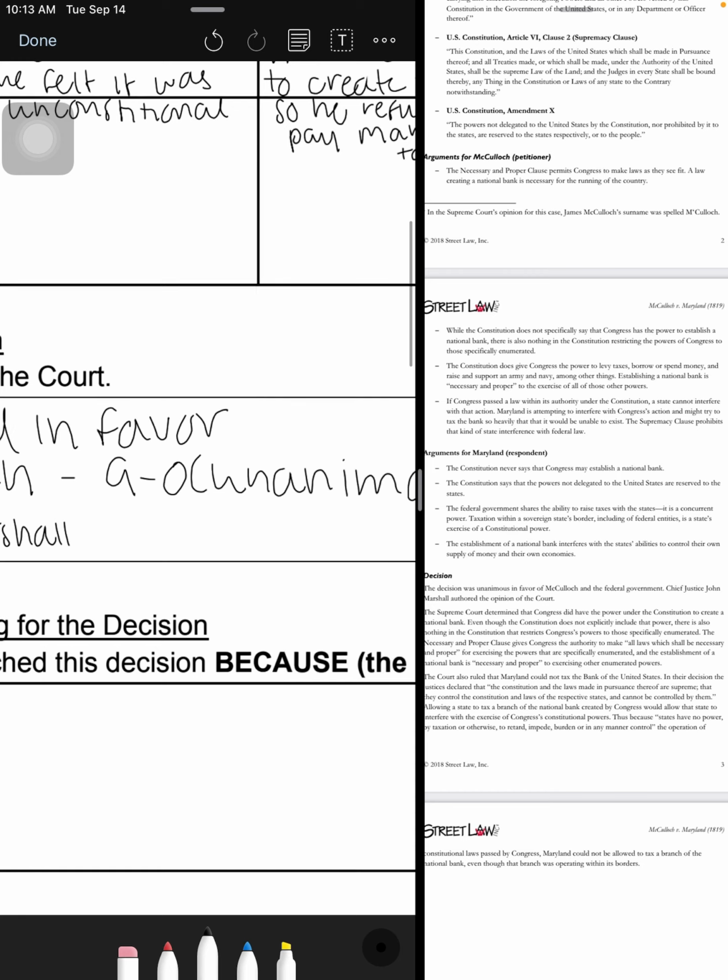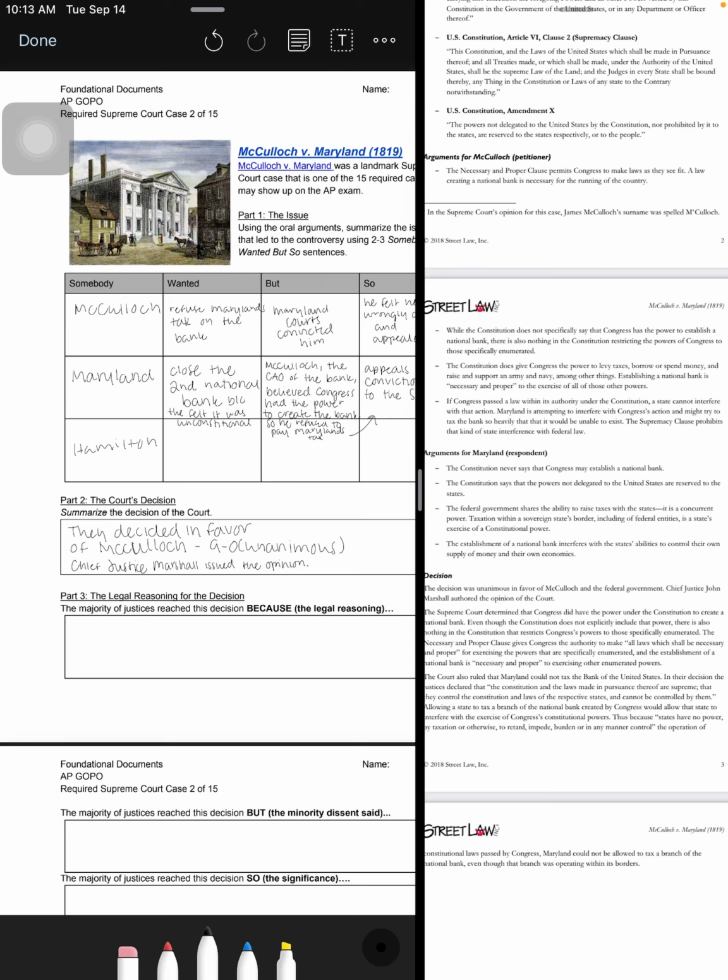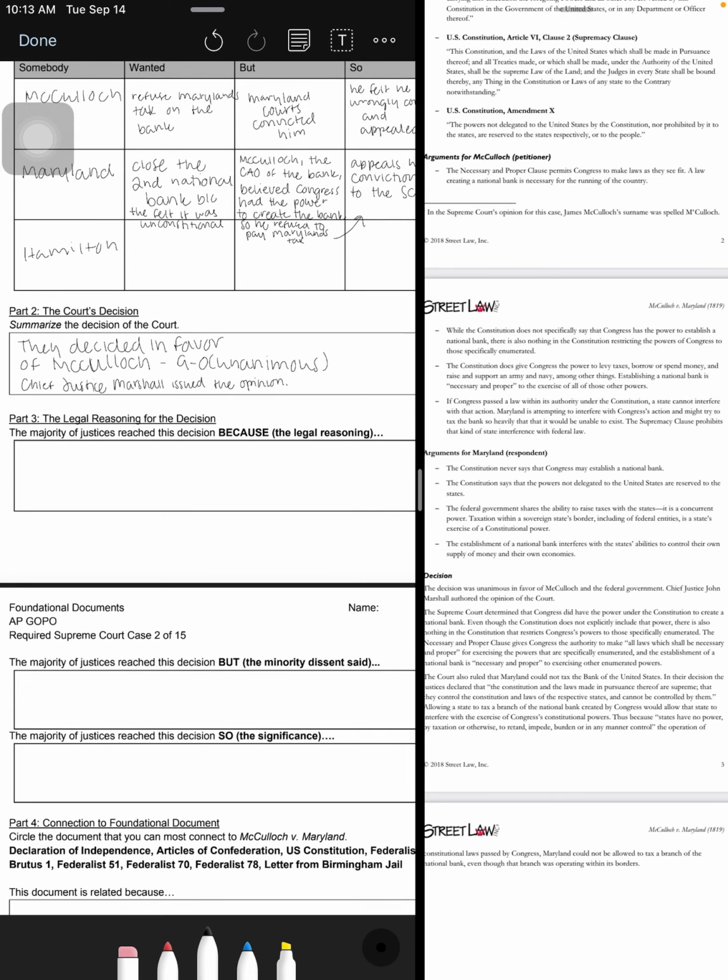Chief Justice Marshall. You'll remember him from Marbury versus Madison. Okay. If I wanted, I could beef up that with more of this information about why, but that's largely going to be addressed in part 3, which is the legal reasoning for the decision. So first I'm going to talk about what the majority decided. And one thing that I can do is go back and look at the arguments for the winner, because those are largely the legal basis for the decision.